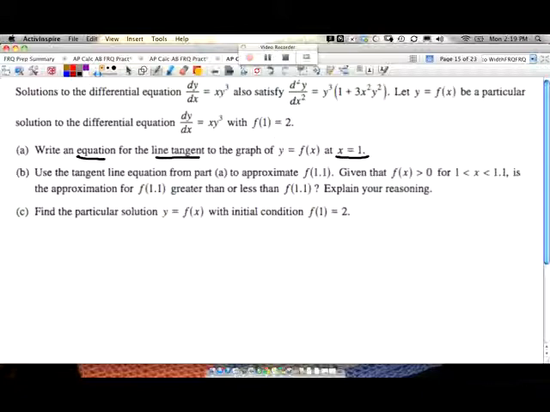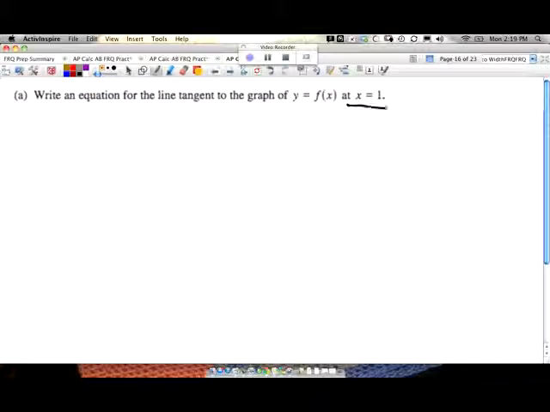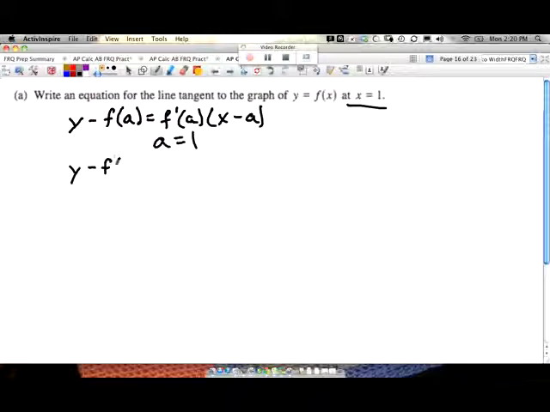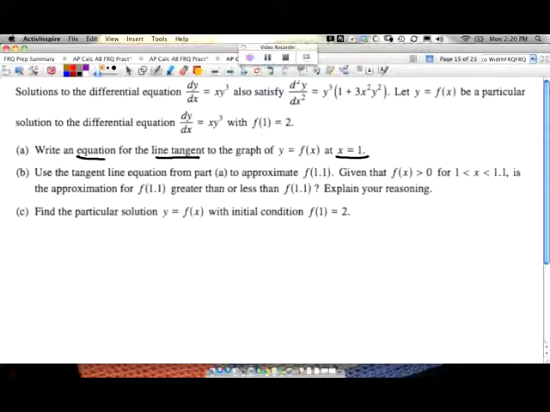Okay, so let's just jump right in there. Line tangent x equals 1, that's like saying y minus f of a equals f prime of a times x minus a, and a equals 1. So that means y minus f of 1 equals f prime of 1 times x minus 1. Well, f of 1, do we even know what that is? Yeah, we do. They told us here a second ago, f of 1 equals 2. And there's my derivative there.